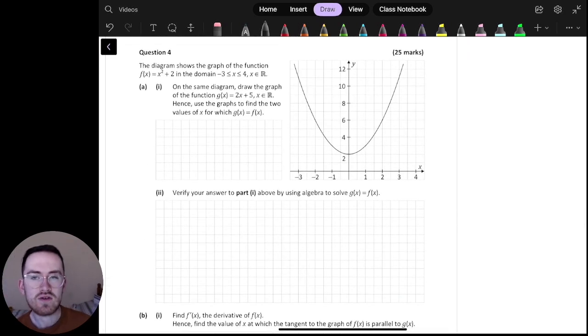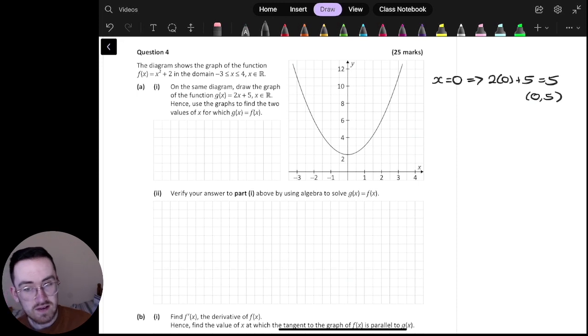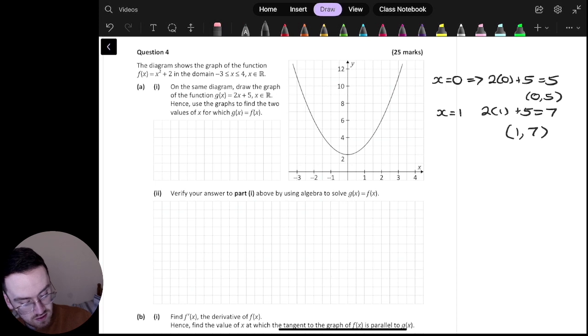The diagram shows the graph of the function in a certain domain. On the same diagram, draw the graph of the function 2x plus 5. Okay, so 2x plus 5, again, we could try it out using numbers in our calculator just to plot a few numbers. What I might try is with x equal to 0, then that's going to be 2 times 0 plus 5, which is 5. So I know the point (0, 5) is on the graph. If I work out one more point, when x is equal to 1, I'm going to get the point (1, 7). So I know the point (1, 7) is on the graph. Once I have 2 points, that's all we need to draw a line.